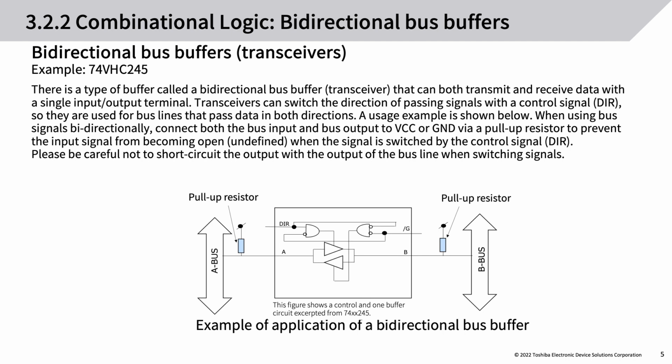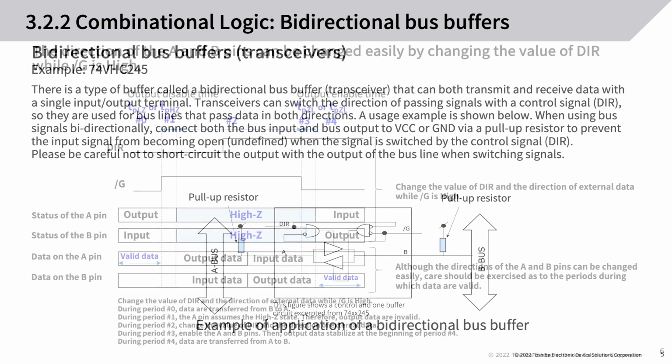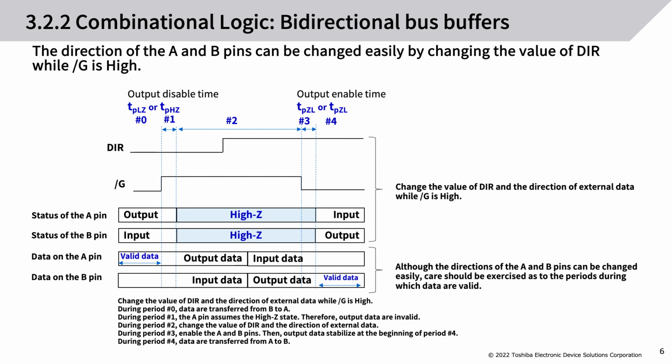When using bus signals bidirectionally, connect both the bus input and bus output to VCC or ground via a pull-up resistor to prevent the input signal from becoming open, undefined, when the signal is switched by the control signal, DIR. Please be careful not to short-circuit the output with the output of the bus line when switching signals. The direction of the A and B pins can be changed easily by changing the value of DIR while G bar is high. Although the directions of the A and B pins can be changed easily, care should be exercised as to the periods during which data are valid.